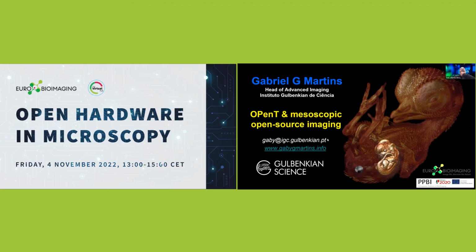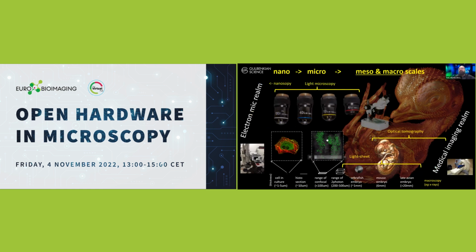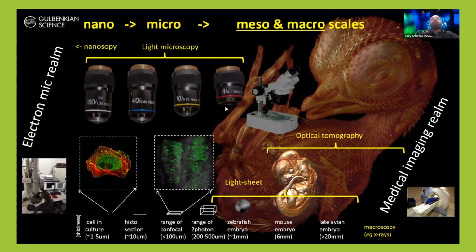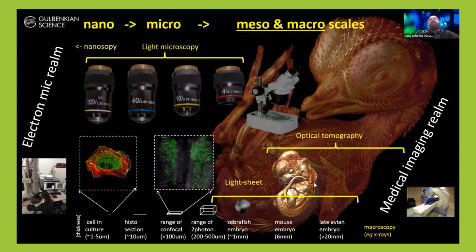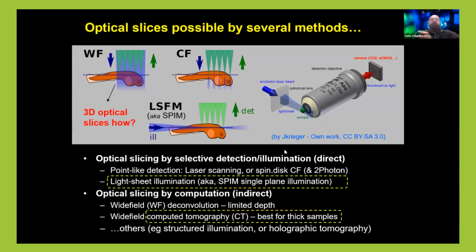Good morning, everyone. Let's jump to the other end of the spectrum of size of things now with an open source project. What I'll be talking about is a way to look at mesoscopic samples, typically fixed and cleared samples, and techniques which we back in 2011, 2012 started implementing here at the Institute, namely light sheet and optical tomography. So light sheet, I don't need to explain to, I believe, most of you how it works.